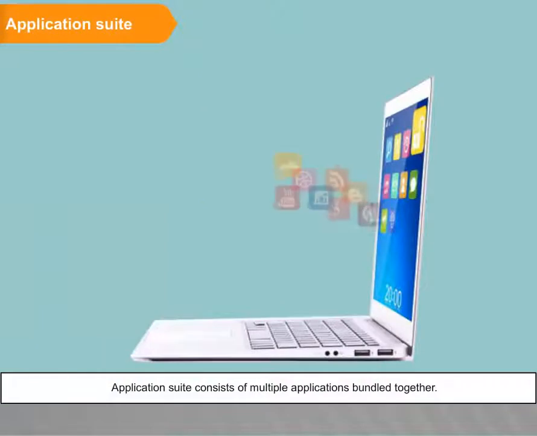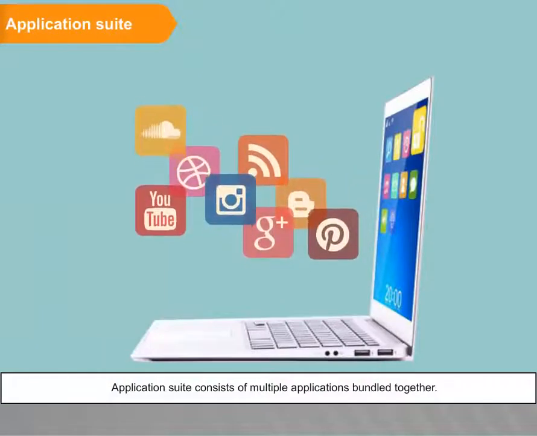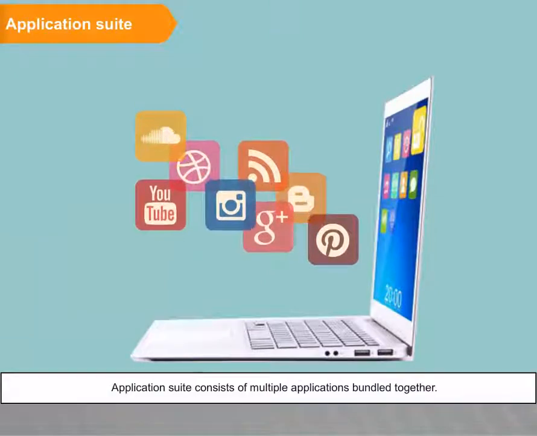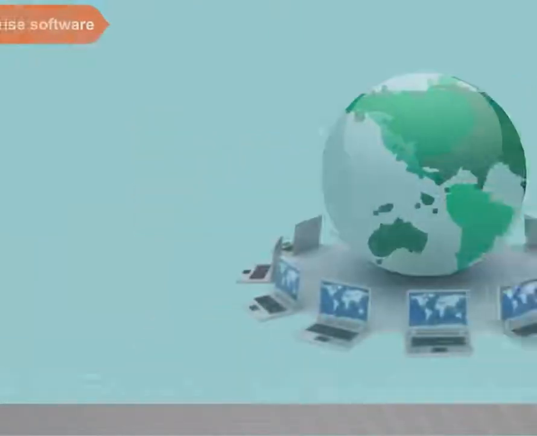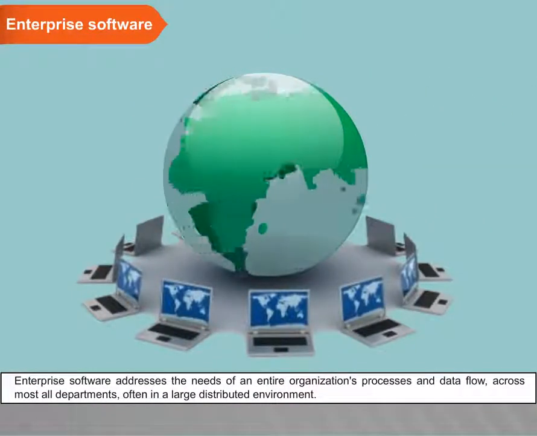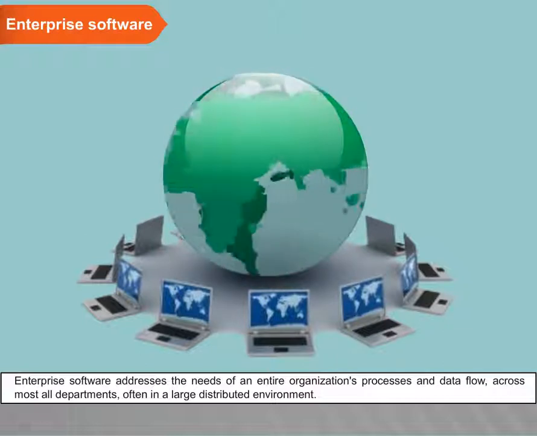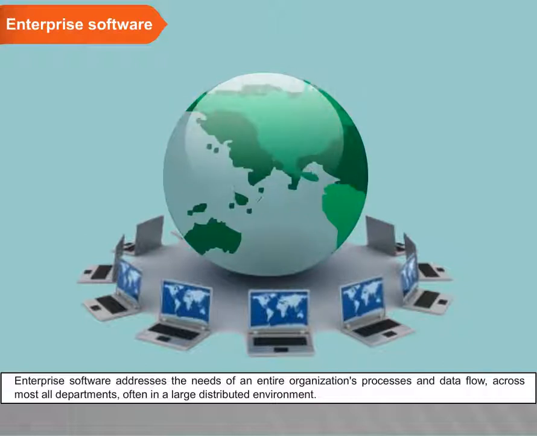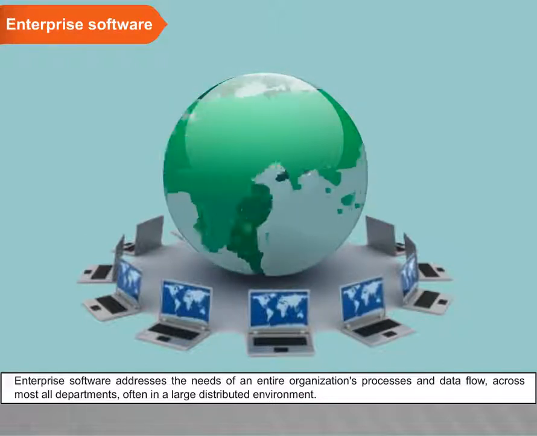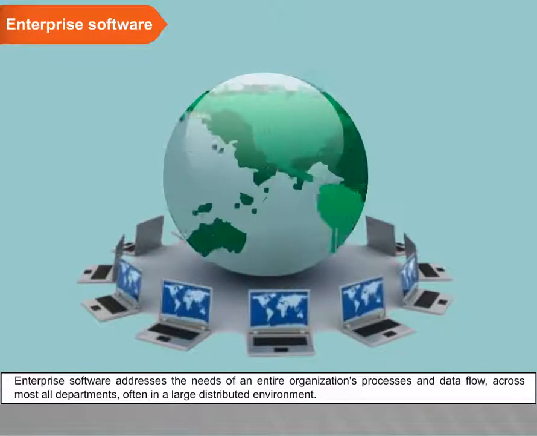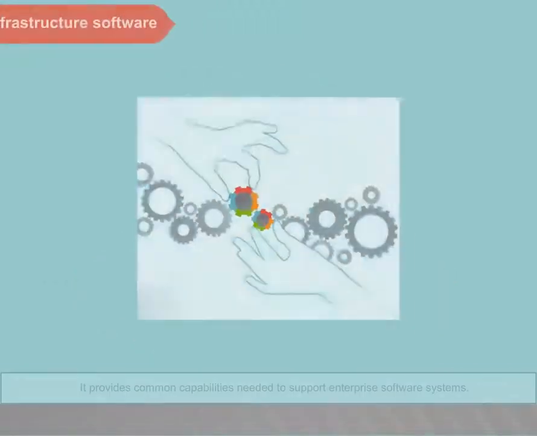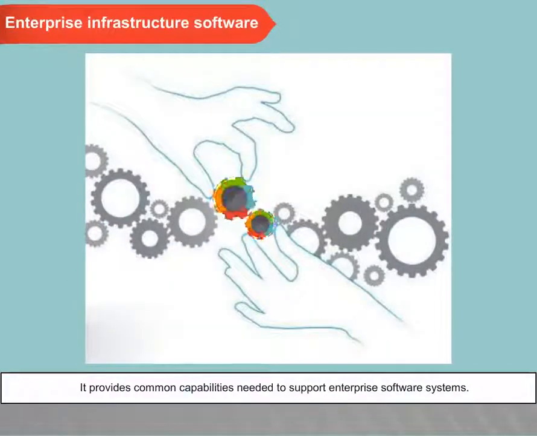Application suite. Application suite consists of multiple applications bundled together. Enterprise software. Enterprise software addresses the needs of an entire organization's processes and data flow across most all departments, often in a large distributed environment. Enterprise infrastructure software. It provides common capabilities needed to support enterprise software systems.